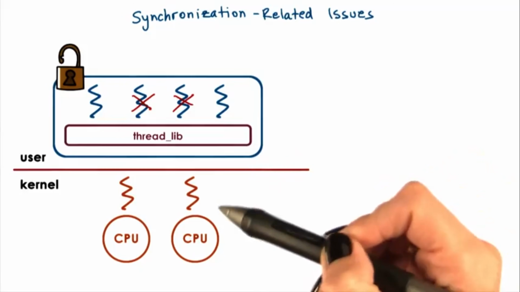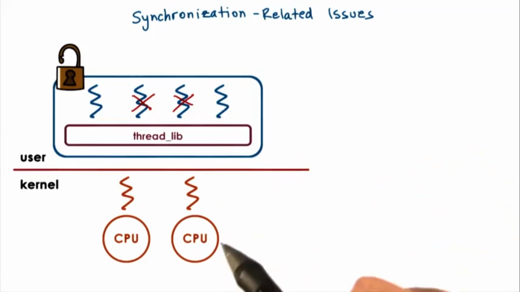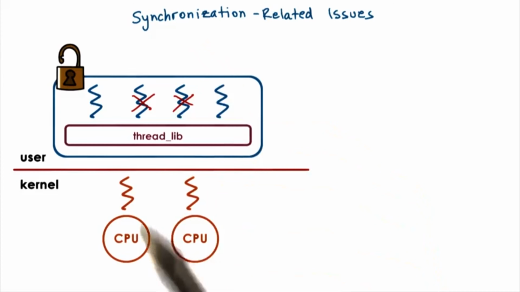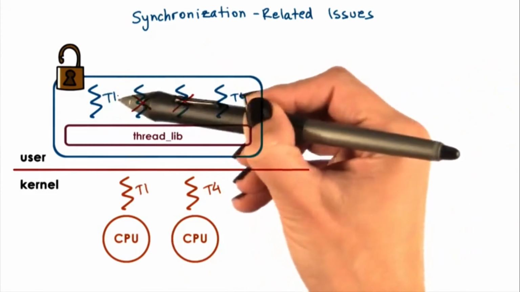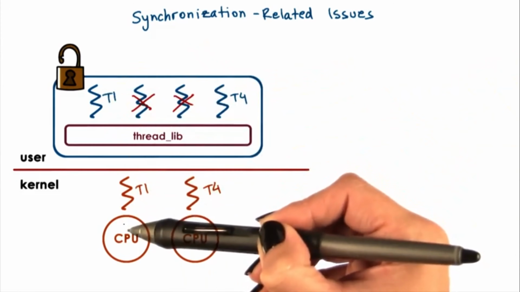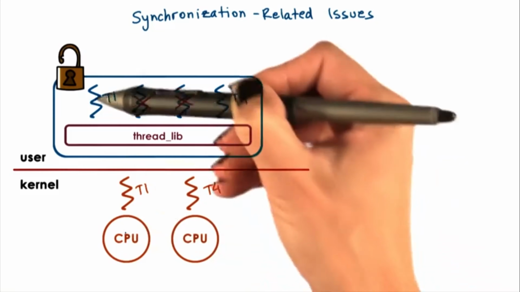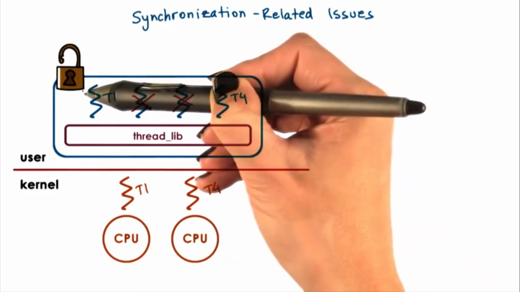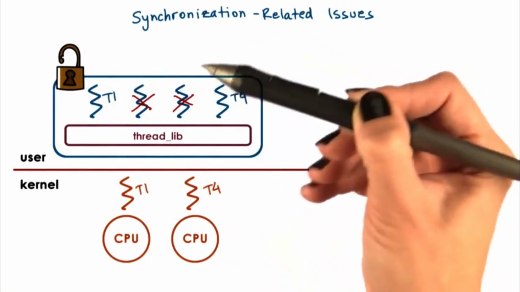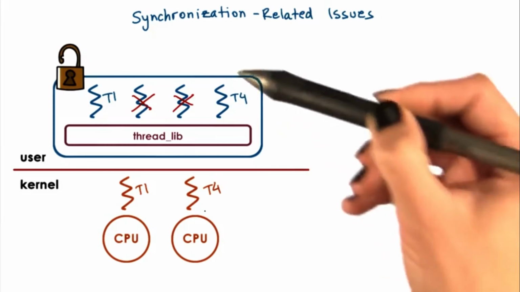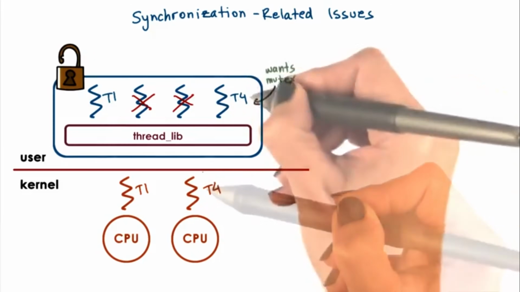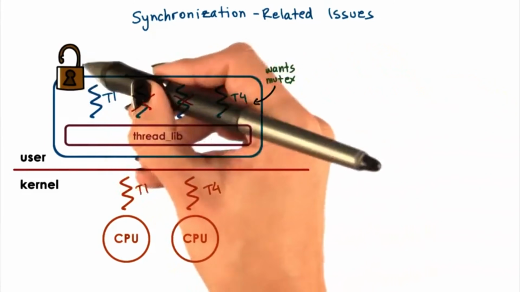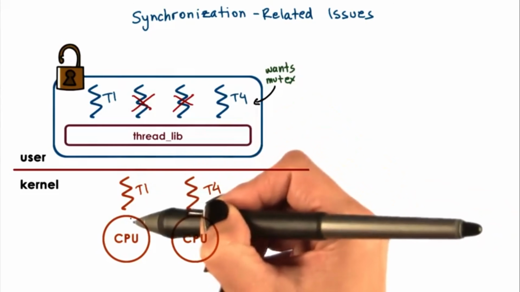Another interesting case when we have multi-CPU systems and threading support at the user and the kernel level is related to synchronization. Consider the following situation. We have one user-level thread T1 running on top of one kernel-level thread on one CPU, and this thread currently has a mutex. A number of user-level threads may be blocked, but on another CPU, a user-level thread T4 is currently scheduled. Let's say this thread T4 needs to lock the same mutex that's currently held by T1.